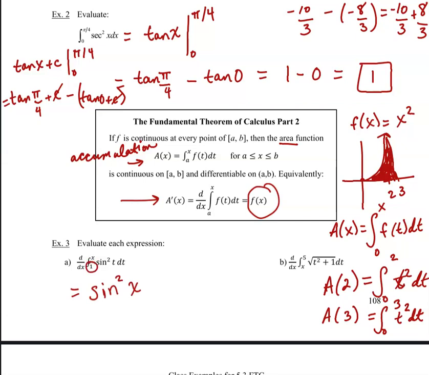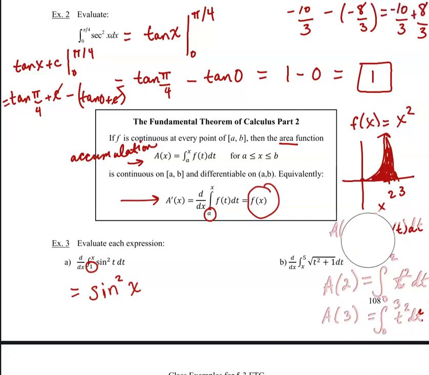As long as this lower limit is a constant, just like a, it doesn't matter what it is, it just has to be a constant, because you saw how it zeroed out when I walked through it and took the derivative. That's going to work for your derivative of that area function.